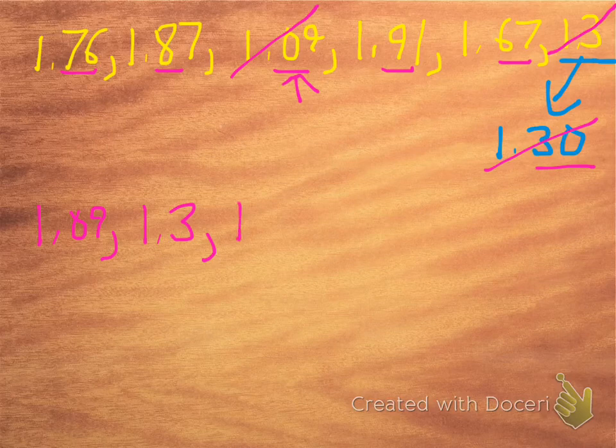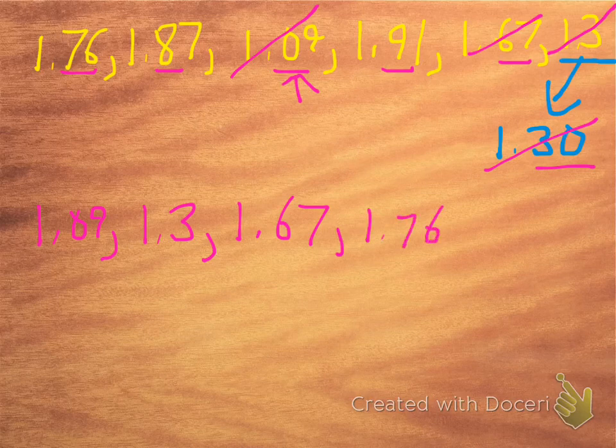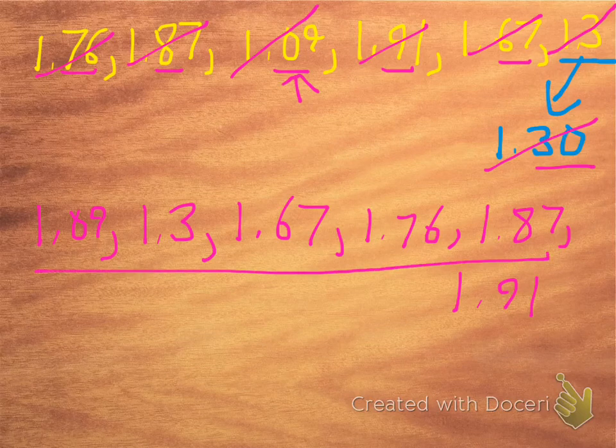The next one is 1.67. So we can take that one off, followed by 1.76. And again, we're just counting up. We're looking for the next biggest number each time. 1.87. And finally, 1.91. And again, we get the exact same order we had before. And now we've got the decimals in order. Okay? So that is comparing and ordering decimals.